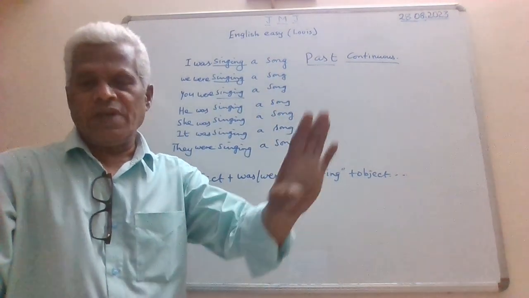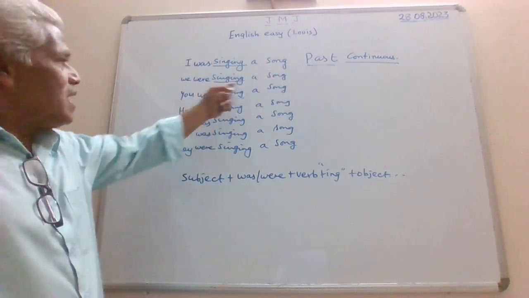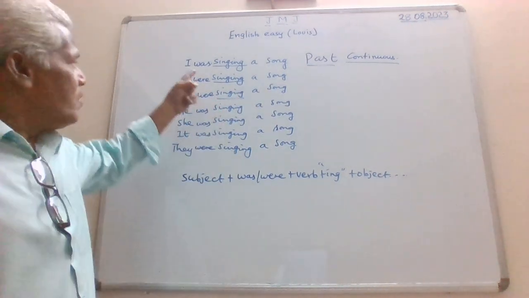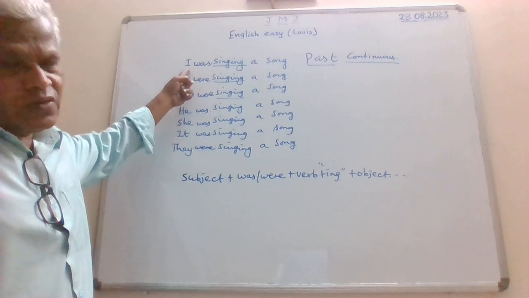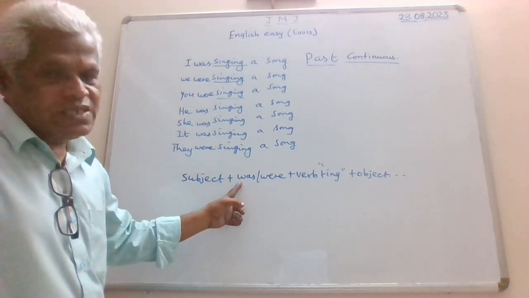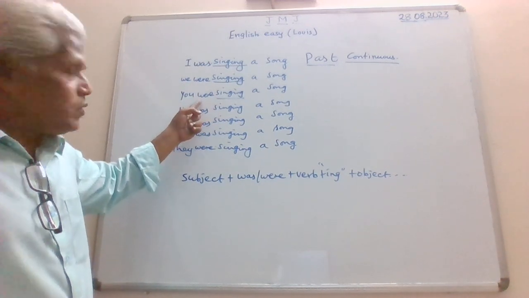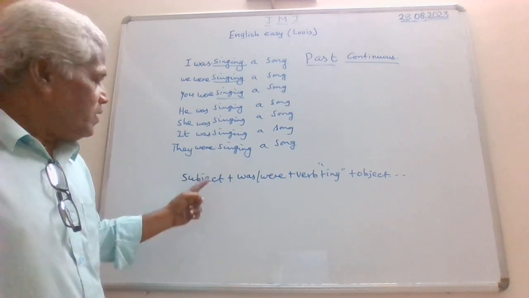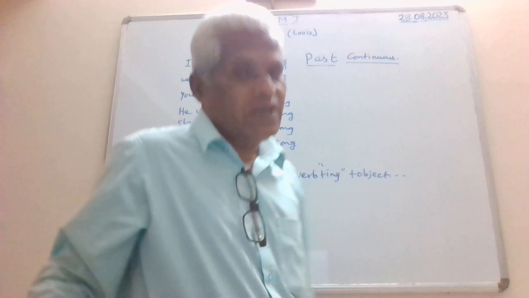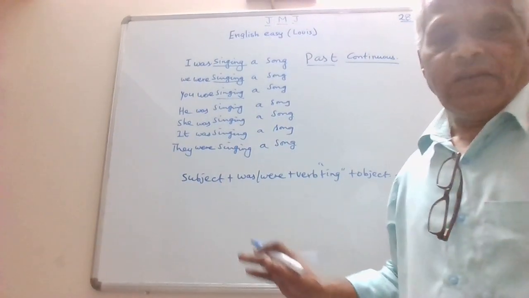Was, were, verb plus ing. So I was singing a song. We were singing a song. You were singing a song. For first person singular and third person singular, we use was. And for first person plural, second person singular and plural, and third person plural, we use were. Past continuous tense. So remember this variation in usage of the auxiliary verb for continuous tense.